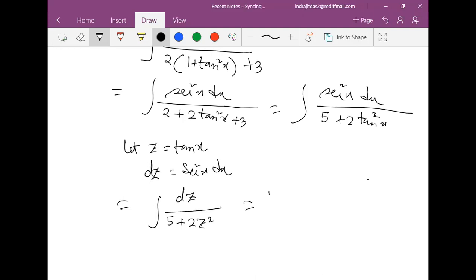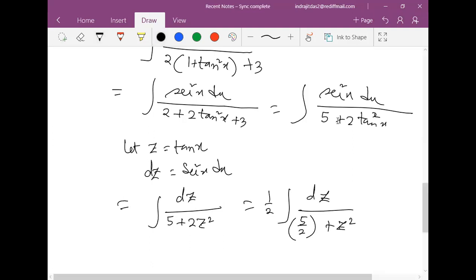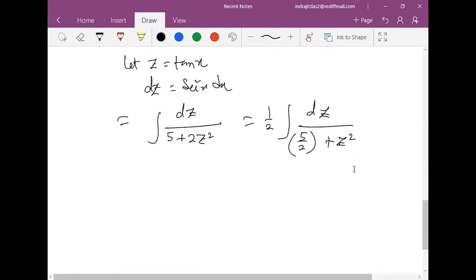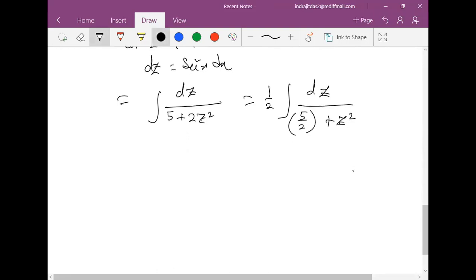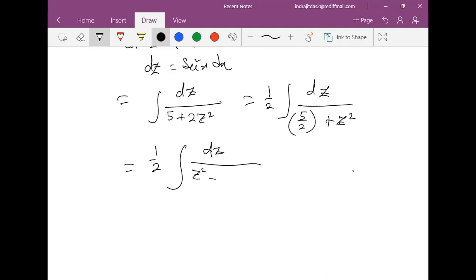Take 2 common, 2 outside. I expect that you have done a little bit of integration before this, so you must have some other portion of integration done. What I am doing in this discussion is solving the trigonometric questions. This is the second class I am taking. The first class I gave the basic ideas. So now it is dz by, writing in proper form, z square plus root 5 by 2 whole square.